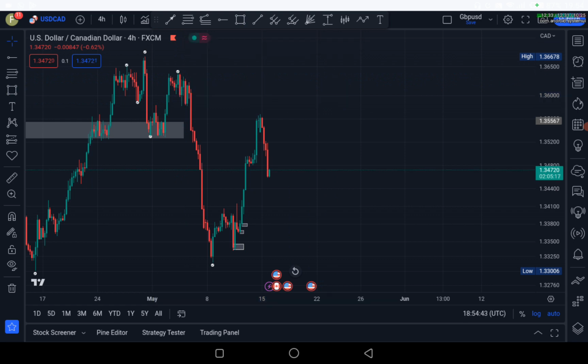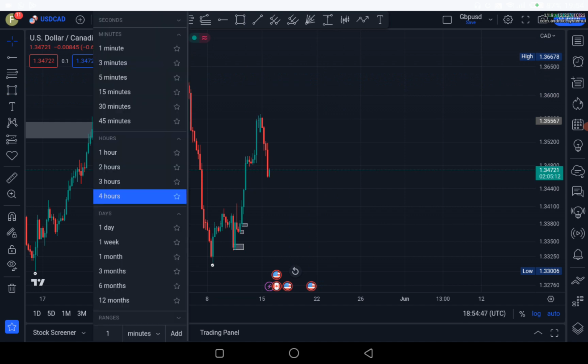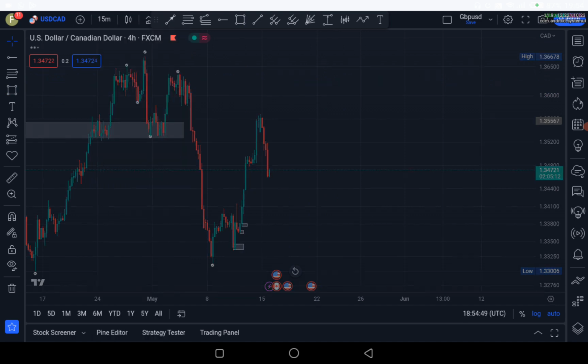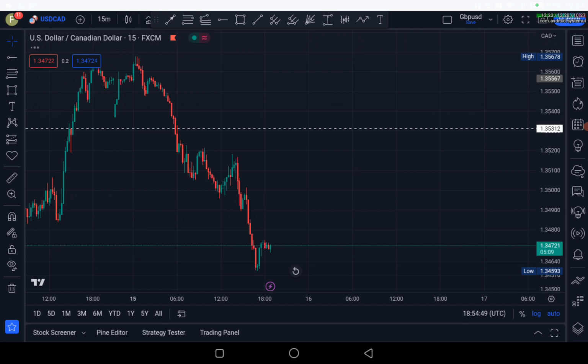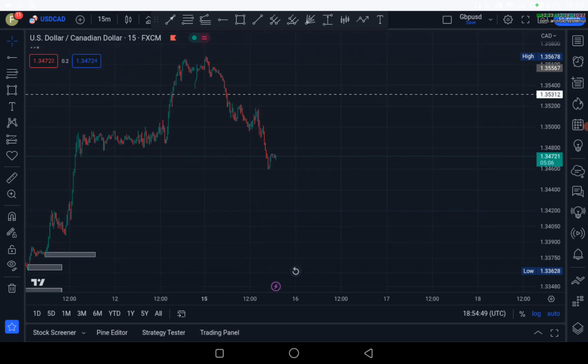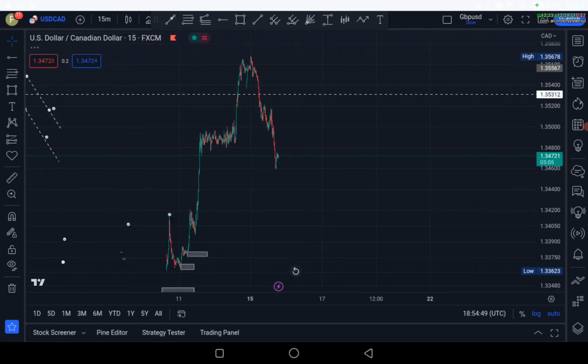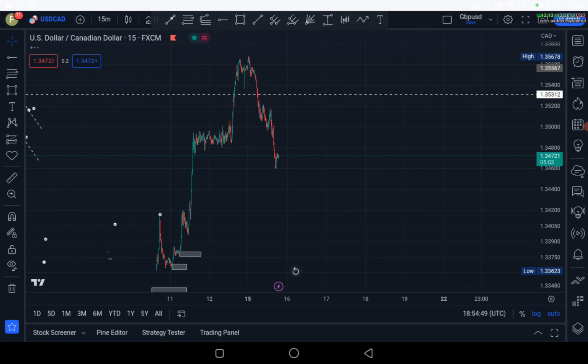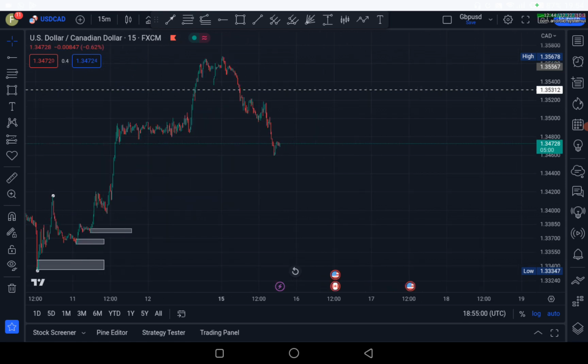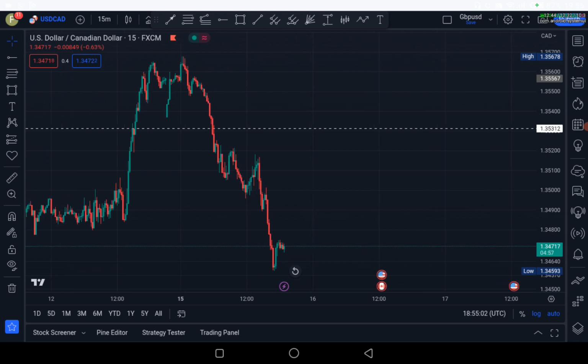So this is what I'm thinking is going to happen on USDCAD. Let's go to the 15 minutes time frame. Now on the 15 minutes time frame, you will see that we are bearish. So without going through all the motions of technical analysis, this is my plan. I'm going to be waiting for it around here.